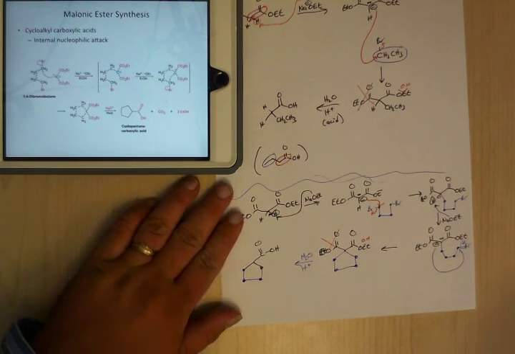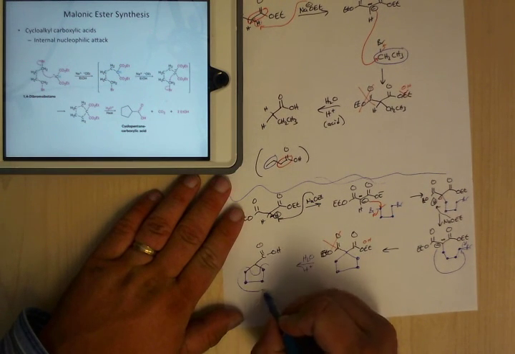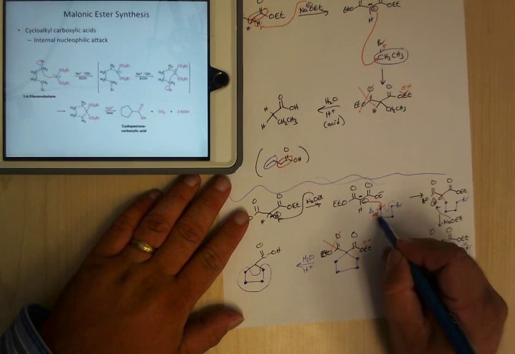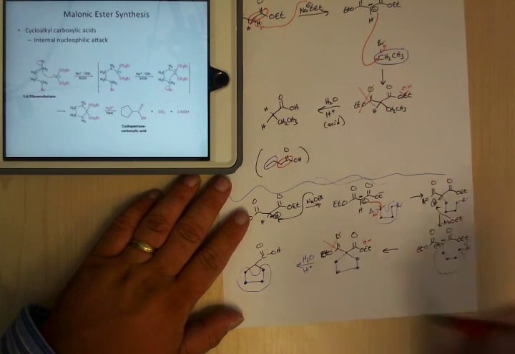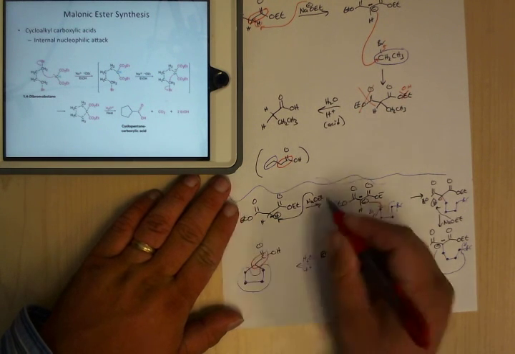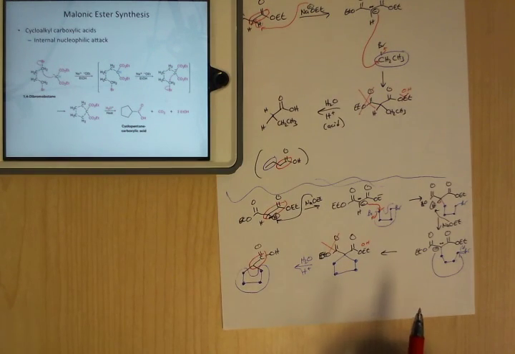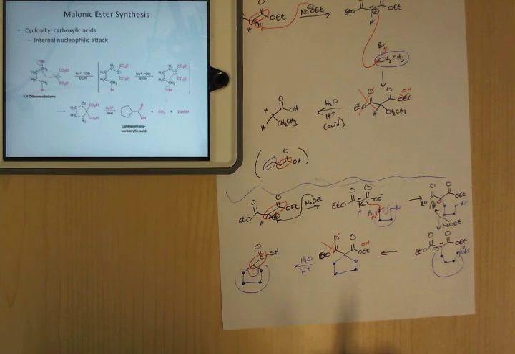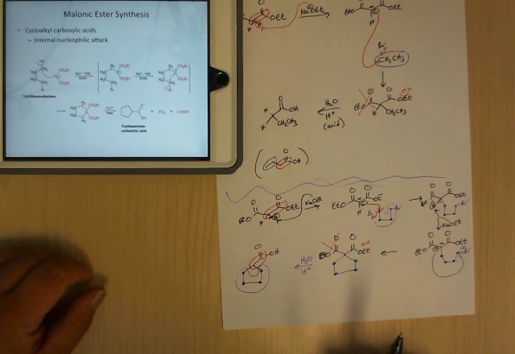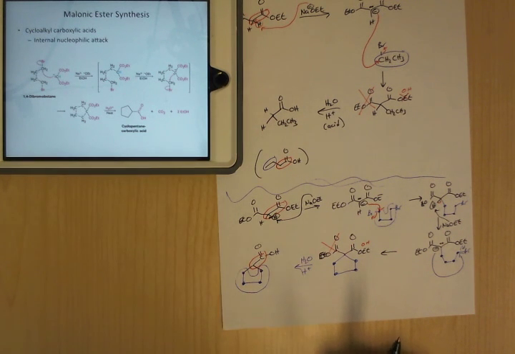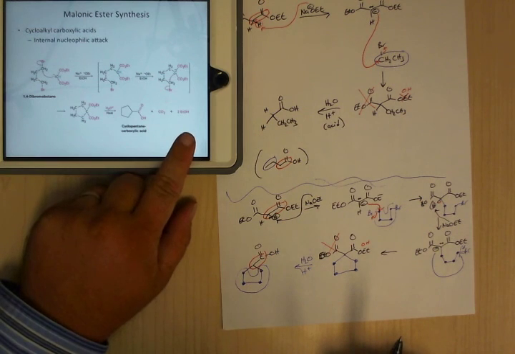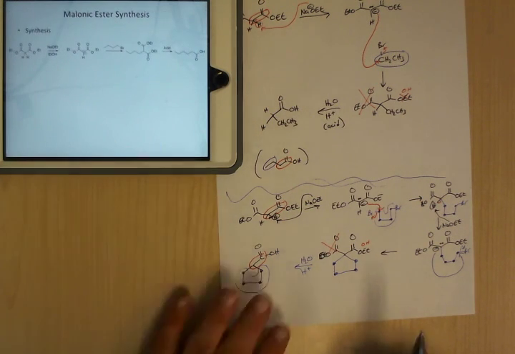These 4 carbons came from here. These 2 carbons came from here. This is no different than what we were doing up here. It's kind of a cool little way of making a ring.